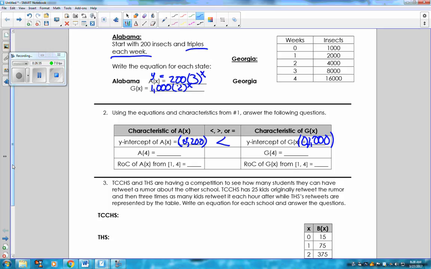So after 4 weeks, what's my insect population in Alabama? 16,000. In 4 weeks in Georgia, what's my insect population? 16,000. Which one had a greater population? Alabama. So I want y'all to try to find the rate of change of Alabama and the rate of change of Georgia.